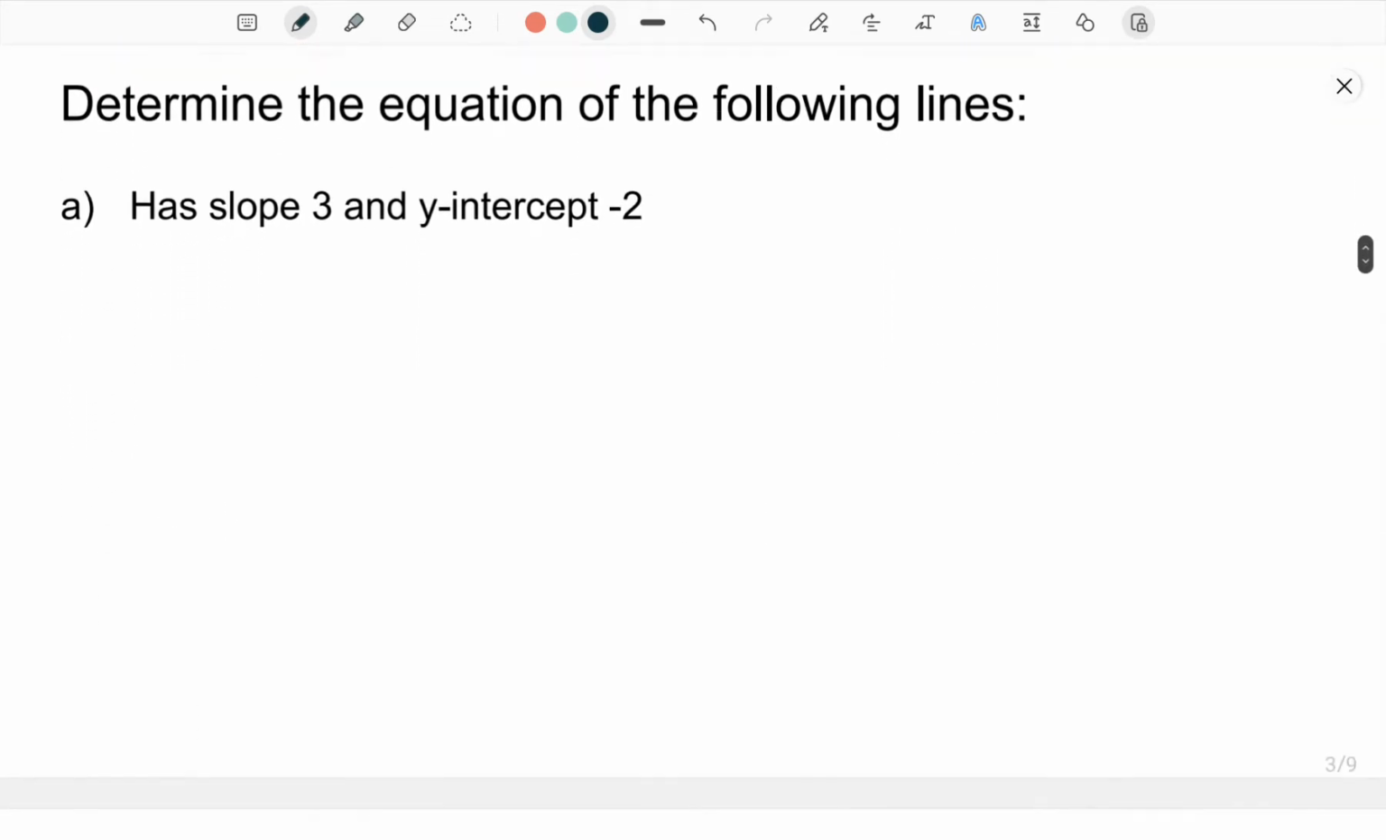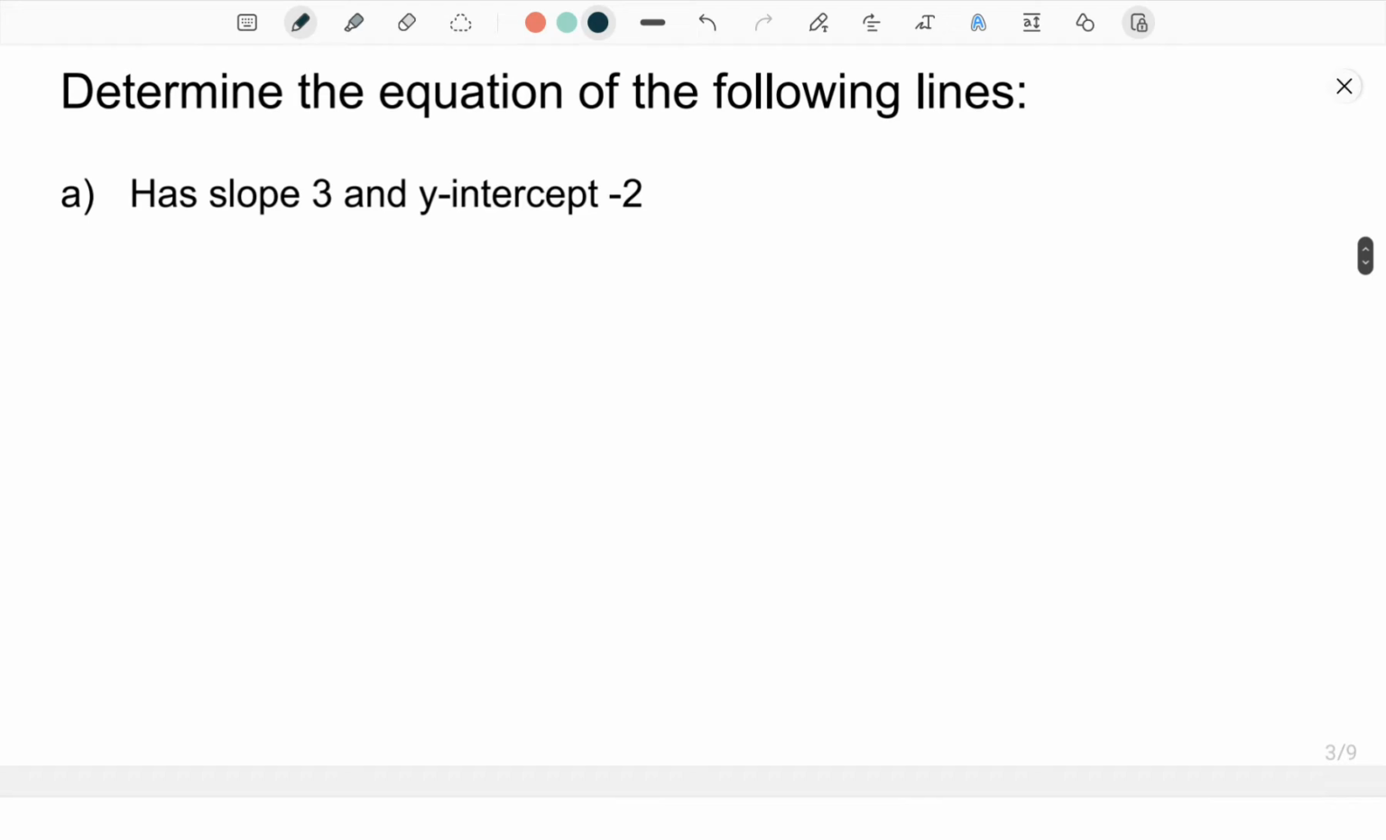All right, so next, let's actually create an equation of a line, and we're going to look at a few examples with these following properties. So let's say a line has a slope of 3 and a y-intercept of -2. Well, again, let's just remind ourselves of the line equation, y equals mx plus b. If we know it has a slope of 3, that just means m is equal to 3. And if it has a y-intercept of -2, that just means b is equal to -2.